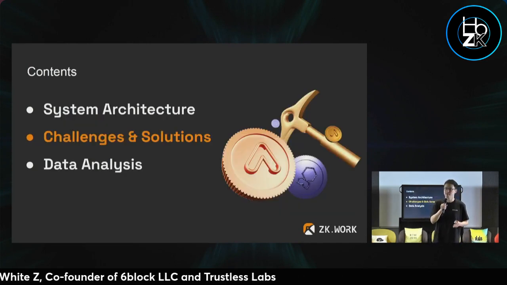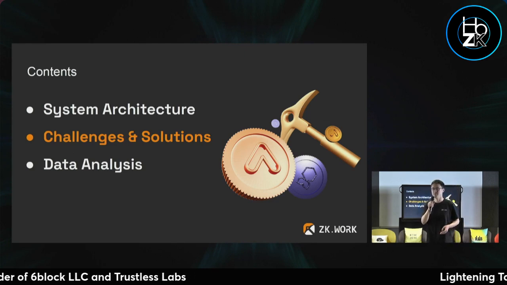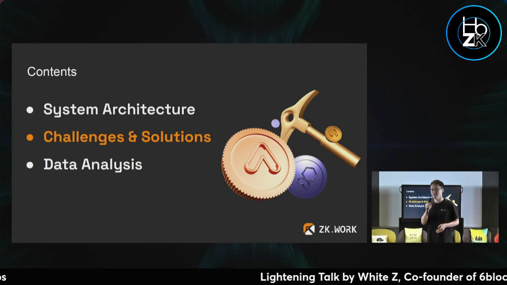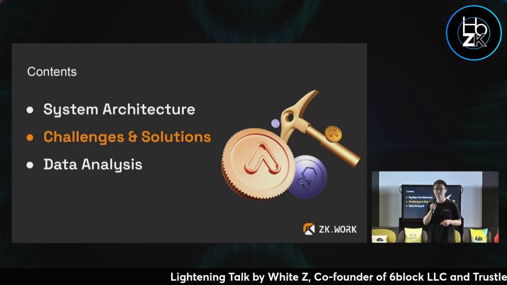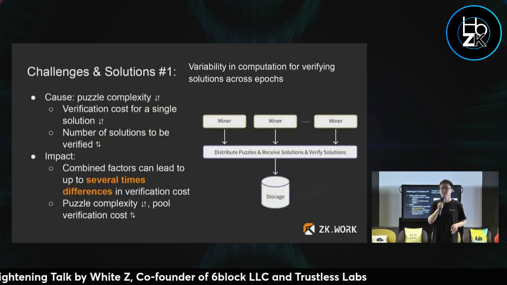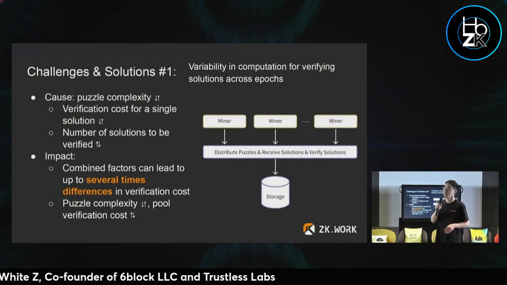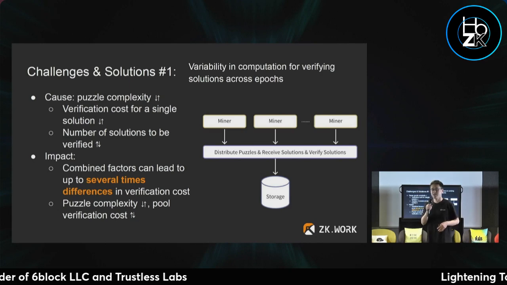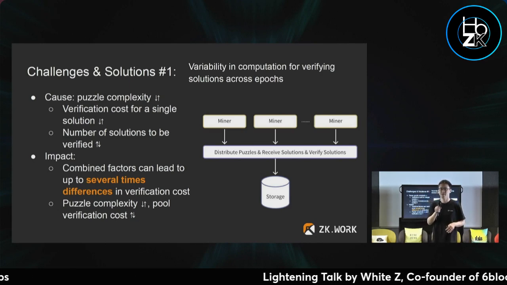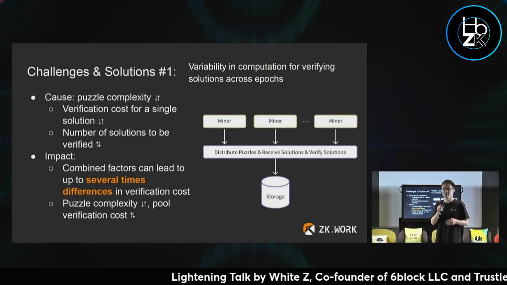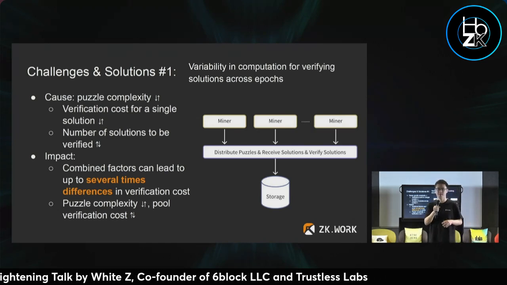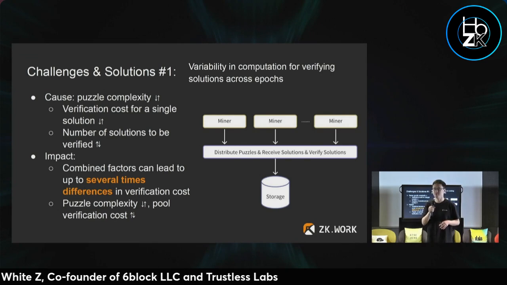Okay, in the second part of the presentation, we will introduce some challenges and solutions we had in building such a mining pool for zero-knowledge proofs. I think the first and the biggest challenge is that the complexity of the puzzle in Aleo is changing all the time. As you know, in every epoch, the puzzle for the epoch will be changed. So the complexity and the difficulty are also changing.